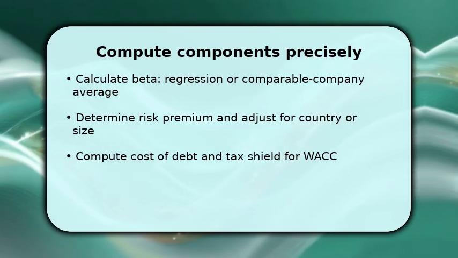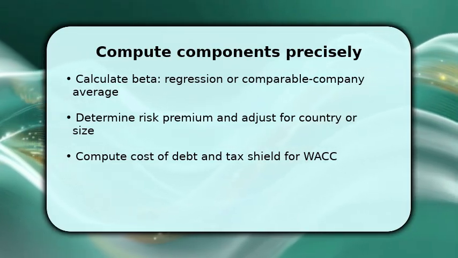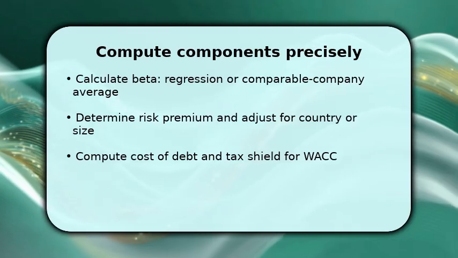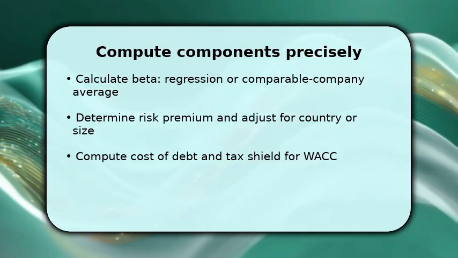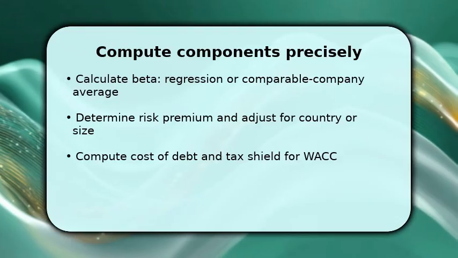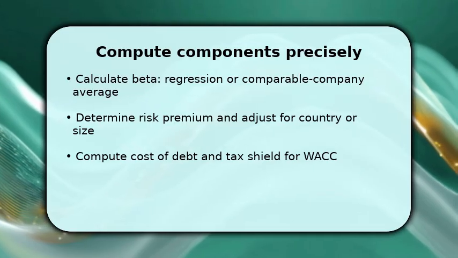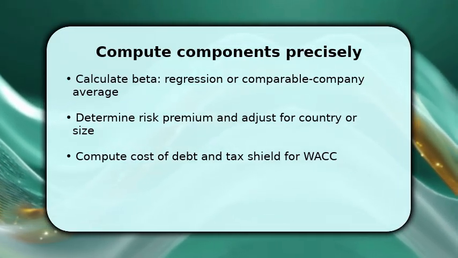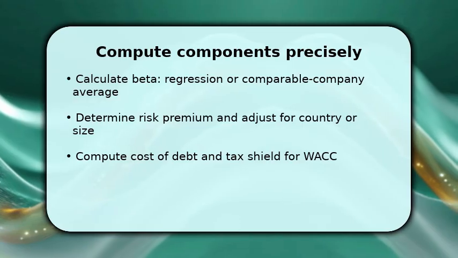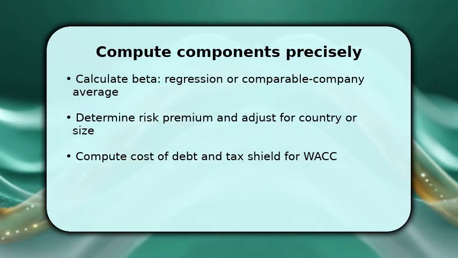For WACC, find pre-tax cost of debt from recent bond yields, then apply the tax rate to get the after-tax cost. Adjust premiums for country risk or small cap factors when necessary. Once done, weight costs by market value capital structure and verify calculations with rounded examples to catch errors early.